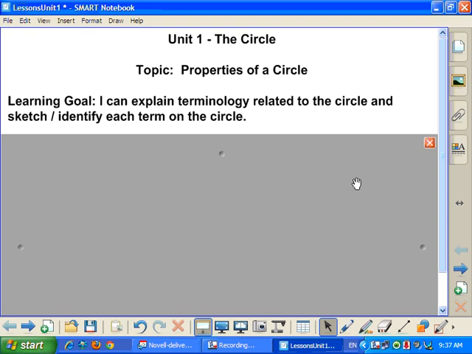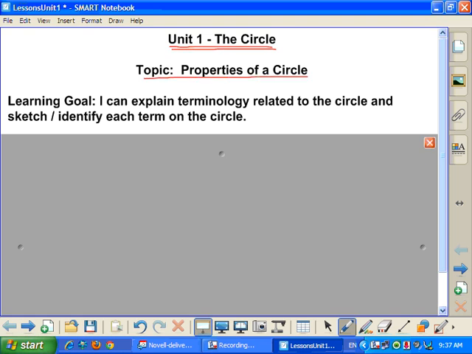This is Math for Everyday Life for grade 10. We are starting with Unit 1, the circle. So we are looking at properties of a circle, and we're going to learn everything there is to know about the circle. So today's topic is properties of a circle. So here's our unit of study, and here's today's topic.